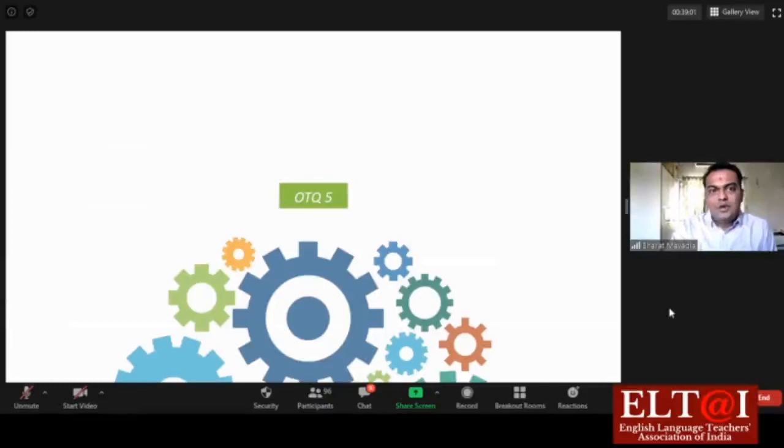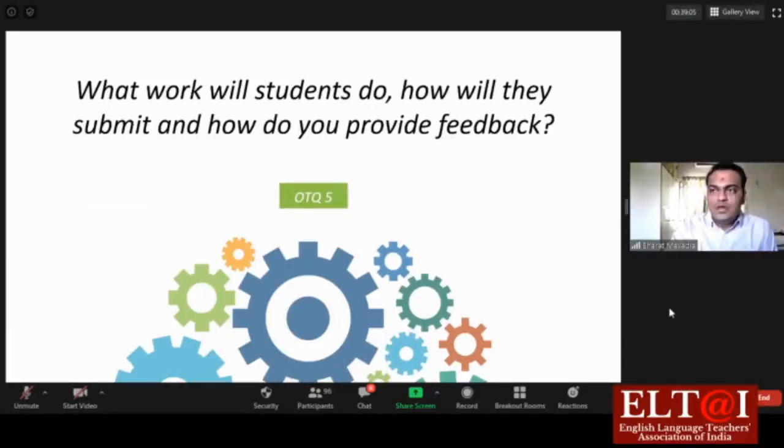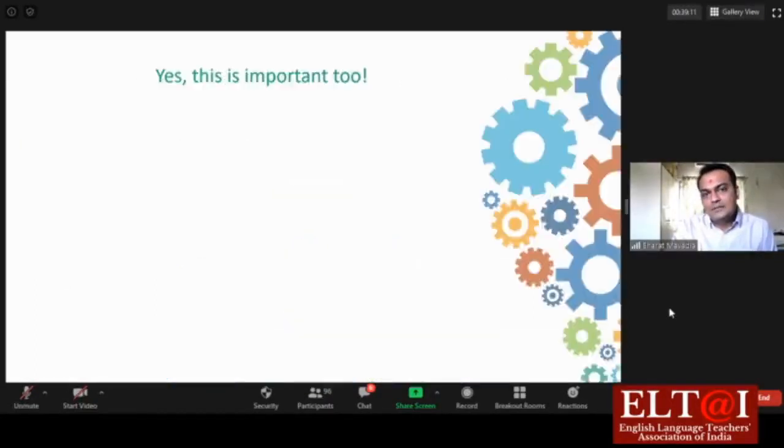The last question, online teaching question number 5. What work will the students do? How will they submit it? And how will you provide the feedback? Yes, it is important. Till now, it was very obvious. The feedback is going to be from their notebooks, and the assessment will be the pen and paper test. In the online medium, even that has taken a change.